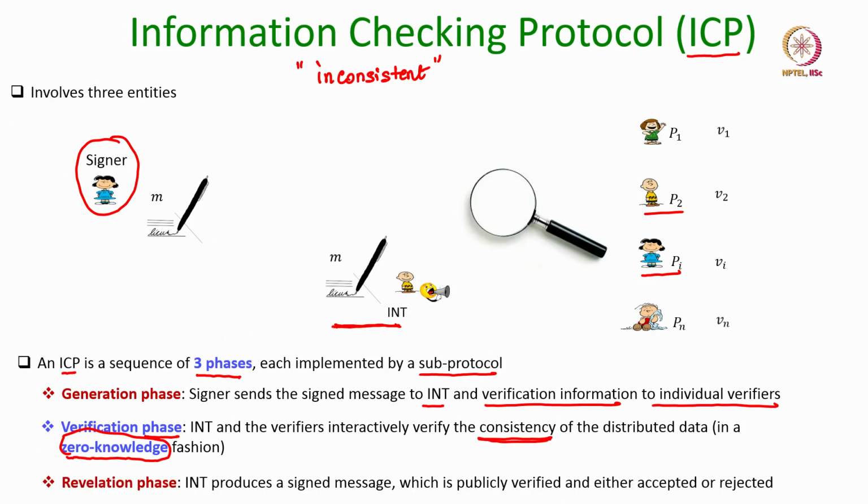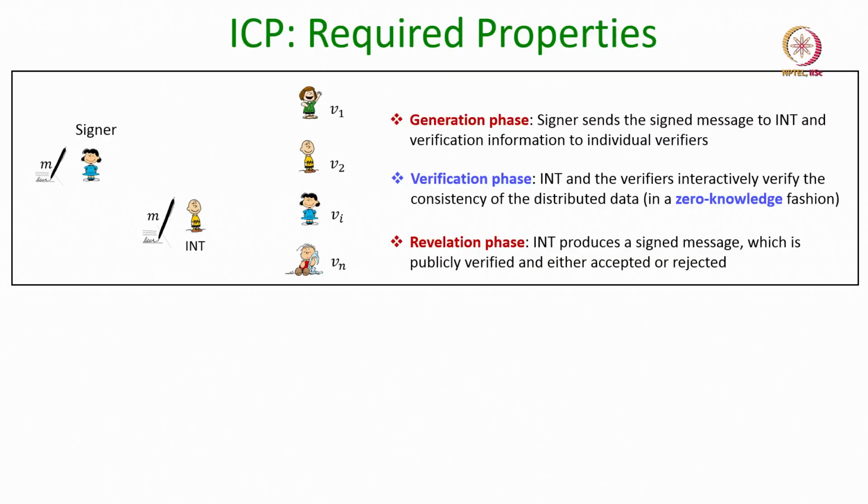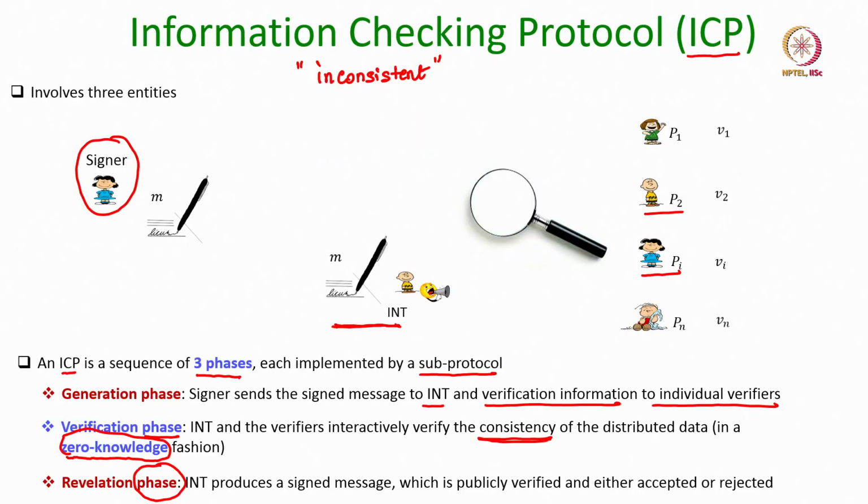And the third phase is the revelation phase, where int will now make public the signed message by broadcasting it, and this message gets verified by the individual verifiers, and depending upon certain criteria it is either rejected or accepted. So, that is basically the syntax and semantics of the ICP.